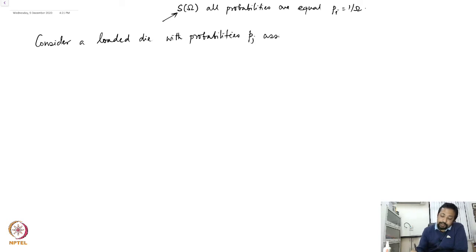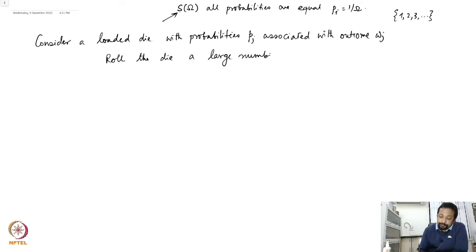Essentially, that means a die which is not fair but a biased die, where probabilities Pj are associated with the outcome omega j, right? The set of omega j's are the numbers 1, 2, 3. So if it's an n-faced die, you know that there are n outcomes. Now what we do is we roll this die a large number of times, say n.